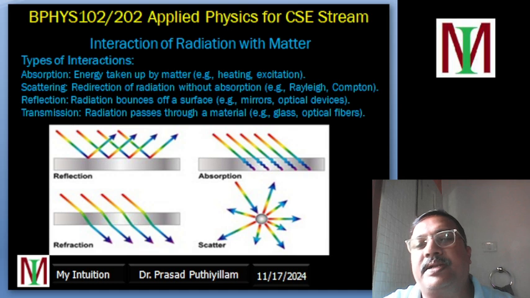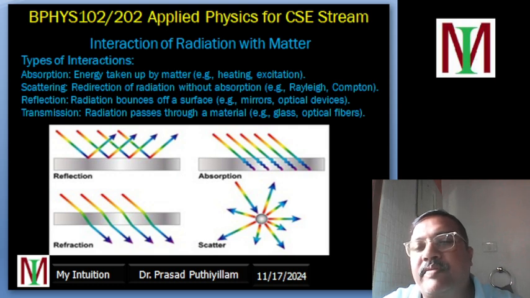Next one, that is reflection. Reflection occurs when the radiation bounces off the surfaces of the material. So it happens when the radiation strikes the surface at an angle and is redirected back into the same medium.